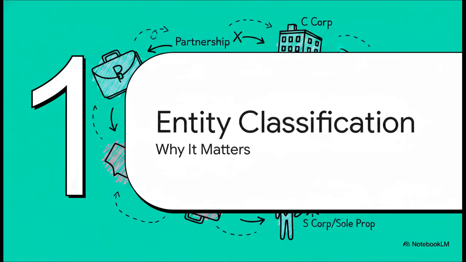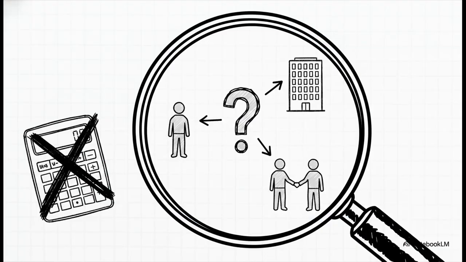Section 1. Why entity classification matters. Let's get right into it. So many candidates drop easy points on multiple choice questions and task-based simulations simply because they apply the right tax rule to the wrong taxpayer. You literally cannot treat a partnership like a C corporation, and you definitely can't treat an S corporation like a sole proprietorship. So your absolute first step, before you even touch your calculator, before you start hunting for some indexed phase-out limit, is to stop and ask yourself exactly whose return am I working on right now?